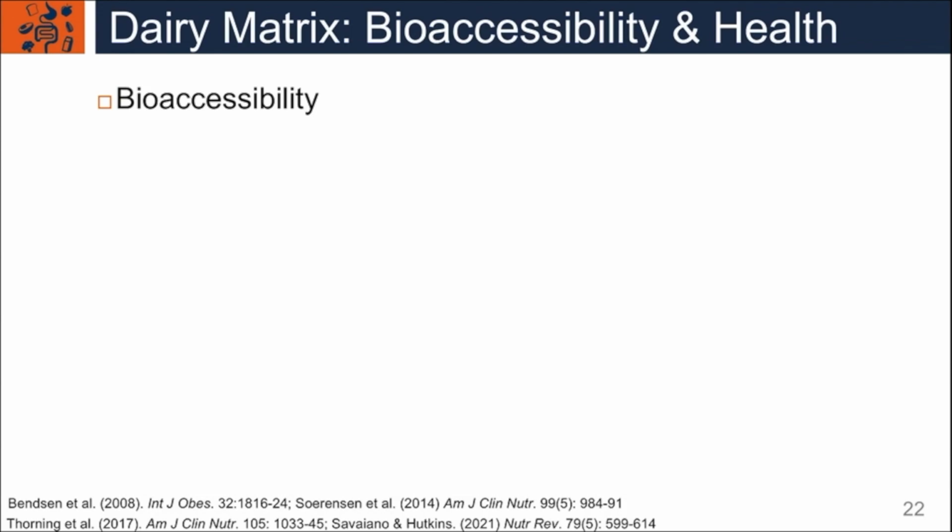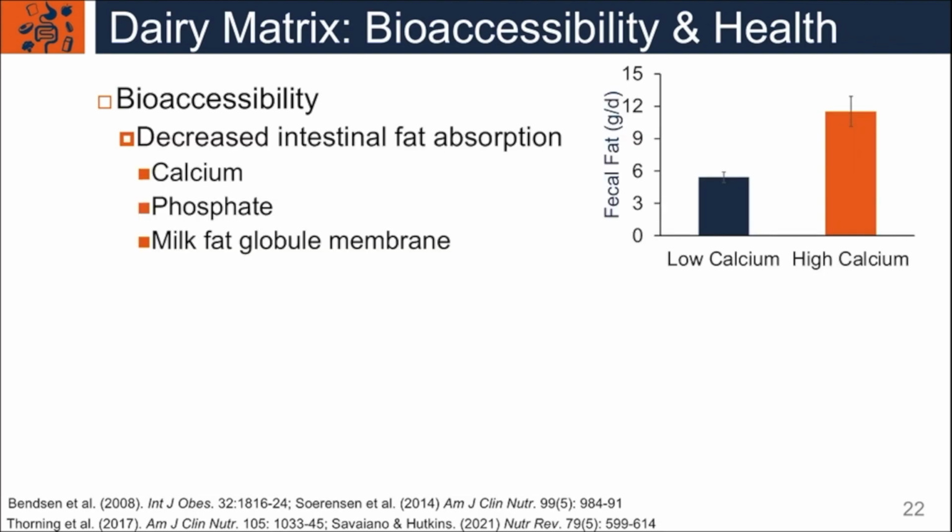Let's first look at an example of how the bioaccessibility of fat is affected by the dairy matrix. This figure on the right shows the significant increase in fecal fat excretion in 11 adults that participated in a randomized crossover study that compared two diets, one high in calcium from low-fat dairy products and one low in calcium. These results indicate that increasing the intake of calcium from low-fat dairy products doubled the total fecal fat excretion. The results may partially explain why a high calcium diet can help contribute to weight loss.